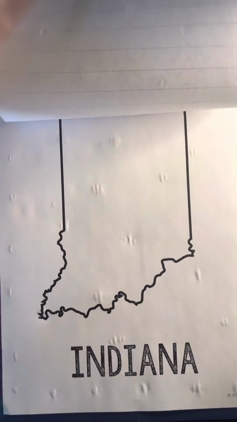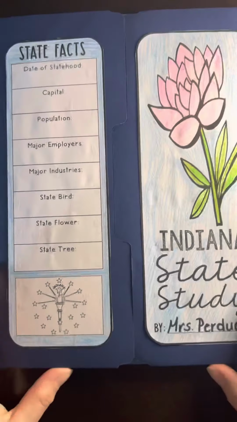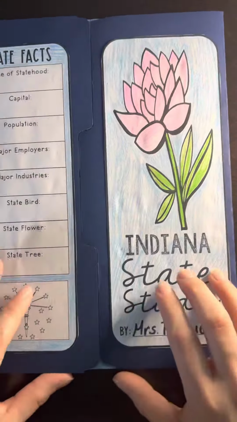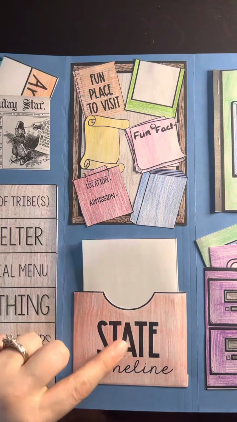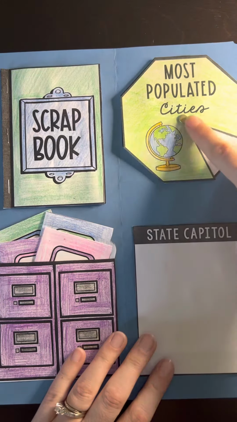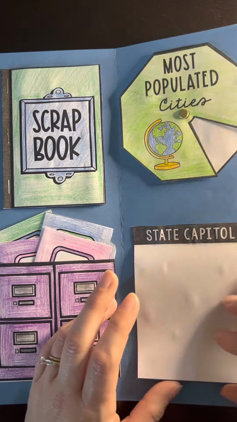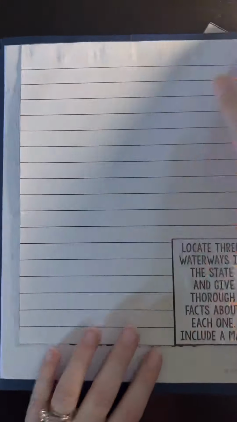So when you're done, you've got your topic down here, your top page, your next page, and then your map if you need one. That is what it will look like when it's finished. When yours is all assembled, you'll have this front cover that you've got glued in. You'll open it up, and you'll have over here your newspaper articles, your local Native American tribes, fun places to visit, your state timeline, scrapbook, file cabinet, your most populated cities, that's where your brad went, your state capitol, Congress, and museums. And then when you close it back up and flip it over, you've got that back page of reports.